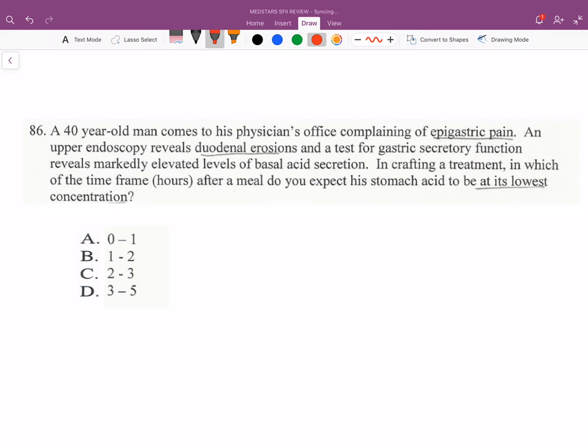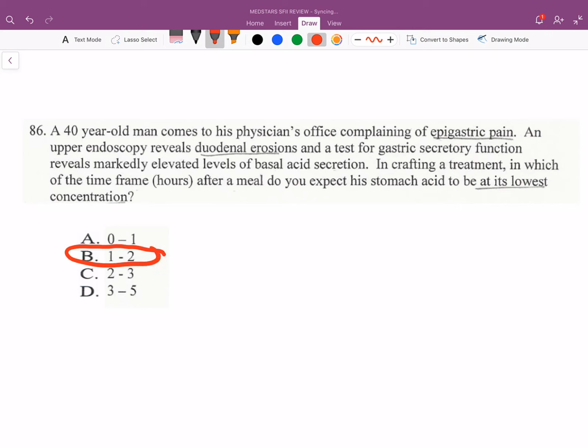All right, 86 says, a 40-year-old man comes to his physician's office complaining of epigastric pain. An upper endoscopy revealed duodenal erosions, and a test for gastric secretory function reveals markedly elevated levels of basal acid secretion. In crafting a treatment, in which time frame, in hours after a meal, do you expect the stomach acid to be at its lowest concentration? Slam dunk, right? The answer here is B.